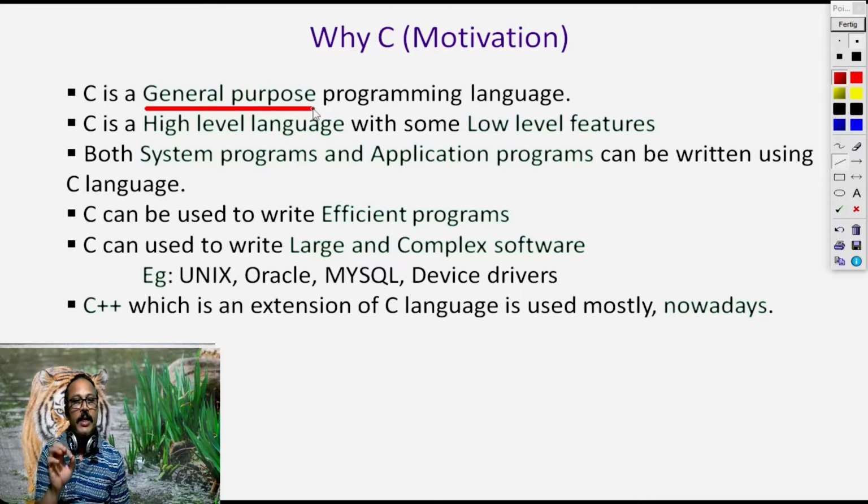Next one, C is a high level language with some low level features. So what do you mean by high level language? In what way is it high? Proper explanation is not given in many books actually. In fact, all languages like Java and Python are called high level languages. In what way are they high? What do you mean by it?